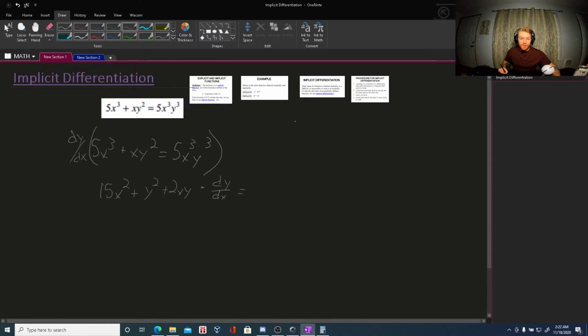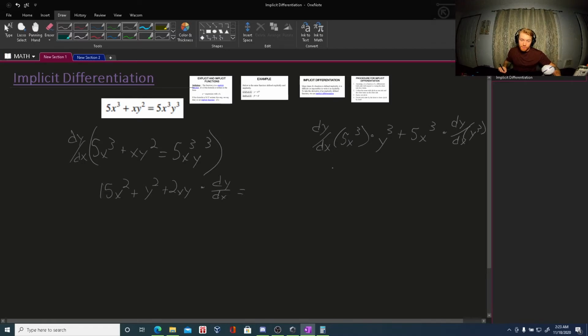Now let's go ahead and do the 5x cubed y cubed. And so what we have right there is dy/dx of 5x cubed times y cubed, plus 5x cubed times dy/dx of y cubed.